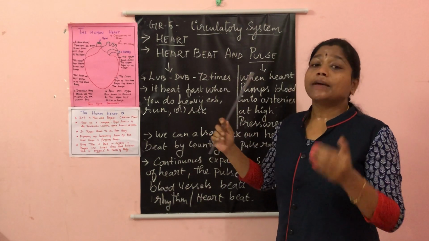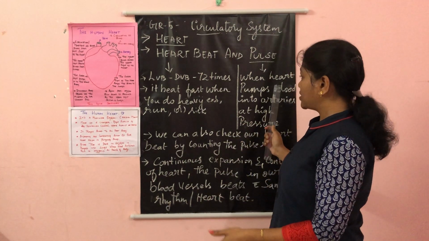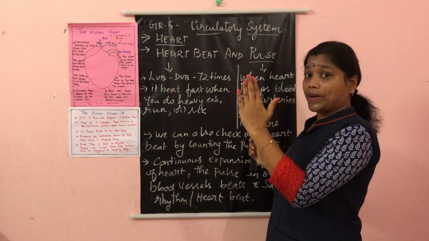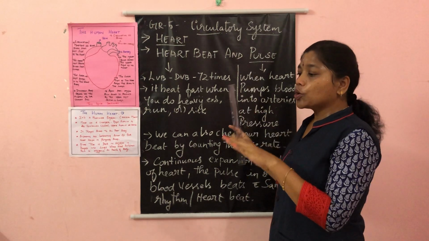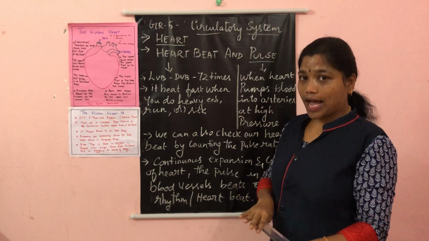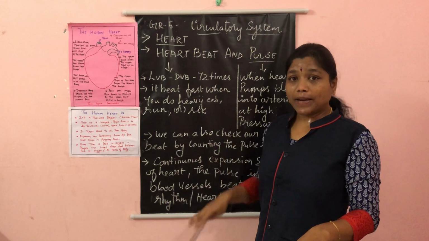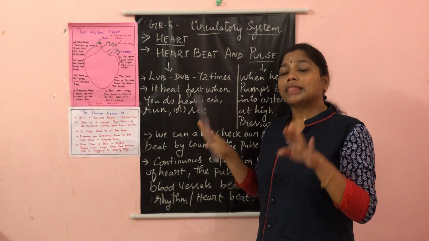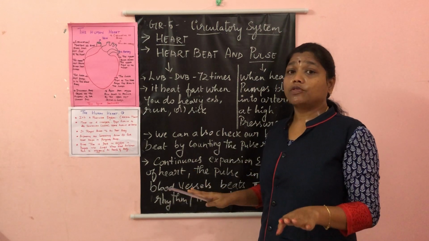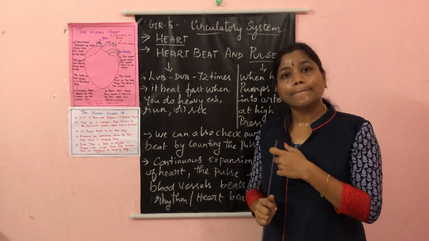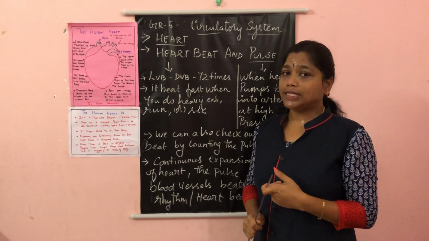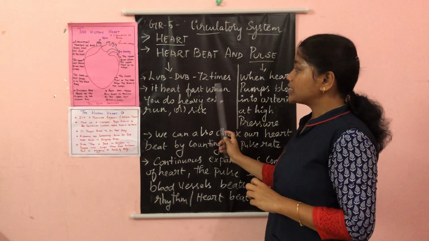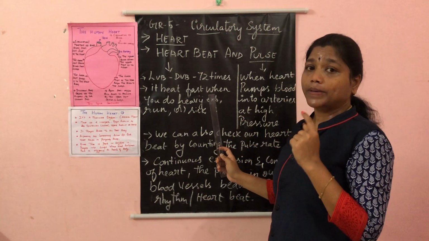What is pulse rate? When the heart pumps the blood into the arteries at high pressure, that is said to be the pulse rate. So the expansion and contraction of the heart and the pumping of the blood into the arteries happen at the same time. With that we can calculate the heartbeat and the pulse rate. Are you all clear with this? This is all about the heartbeat and the pulse rate. So our heart beats 72 times a minute.